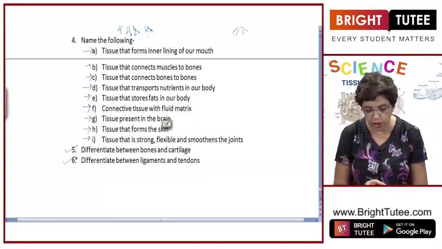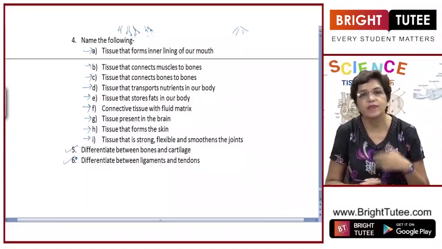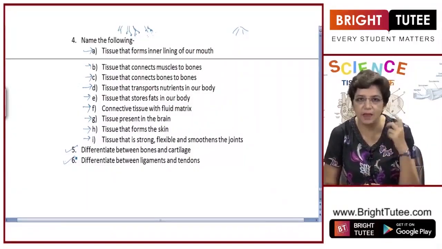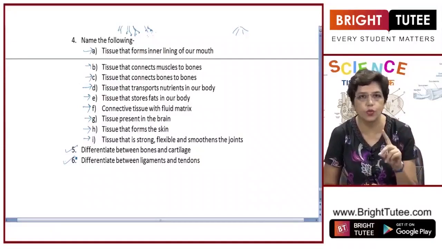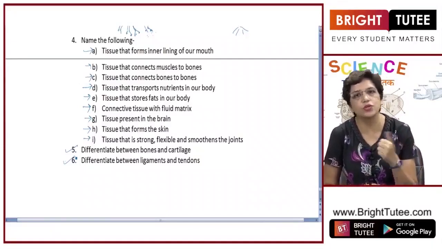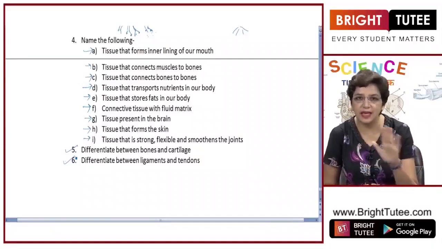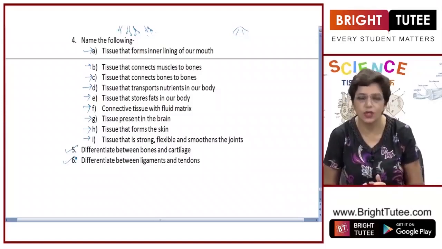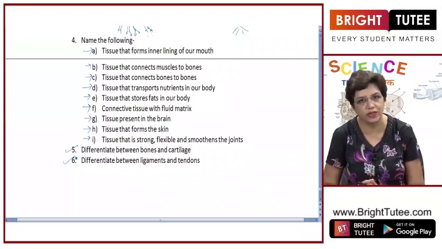Next question is differentiate between ligaments and tendons. The main difference is that ligaments join bones to bones, while tendons join bones to muscles. Ligaments are slightly elastic, tendons are non-elastic. These are the two main differences.